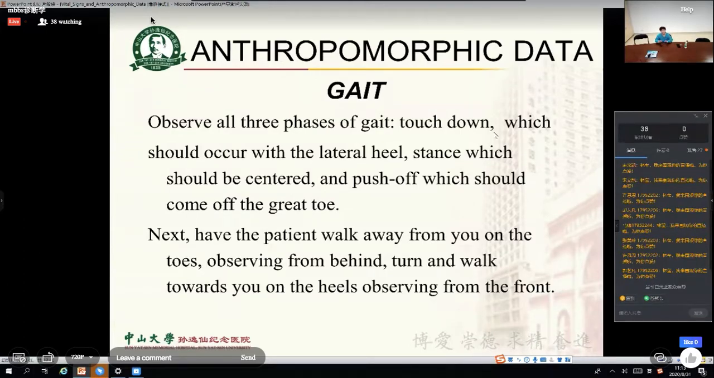Observe all three phases of the gait for walking. We need to observe touchdown, which should occur with the lateral heel stance, which should be centered, and push off, which should come off the great toe. Next, have the patient walk away from you on the toes and observe from behind. Turn and walk towards you on the heels, observing from the front. So both from the front and from the back, we see the patient walking, to see if there is some abnormal gait.